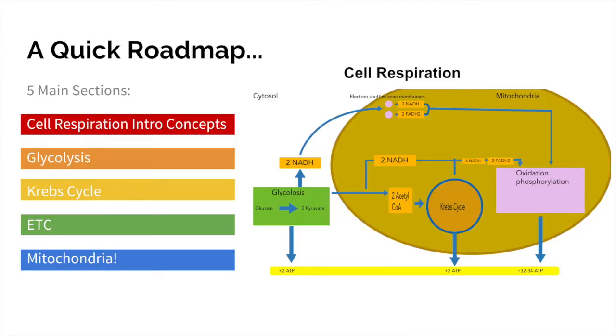So just as a quick roadmap of what we're going to cover in this video, there's basically 5 main sections which comprise cell respiration: the overview, glycolysis, the Krebs cycle, the electron transport chain, and how mitochondria play a role in all of this. Just as a quick overview, cell respiration starts with glycolysis. Then if there is oxygen, it goes through the link reaction, through the Krebs cycle, and into the electron transport chain. Meanwhile, if there's no oxygen, you move on to fermentation.